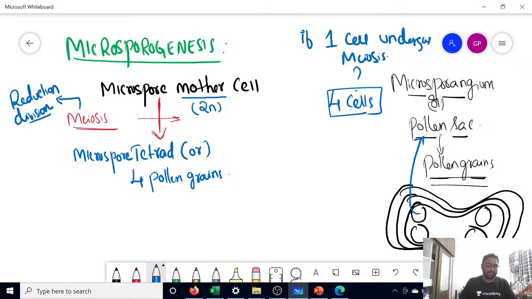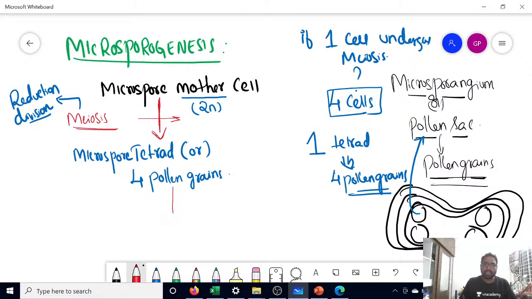4 pollen grains. Many students make a mistake here. They think 4 tetrads are 4 pollen grains. No. 1 tetrad is equal to how many pollen grains, students? 4 pollen grains. So 1 tetrad is nothing but 4 pollen grains. Clear now?